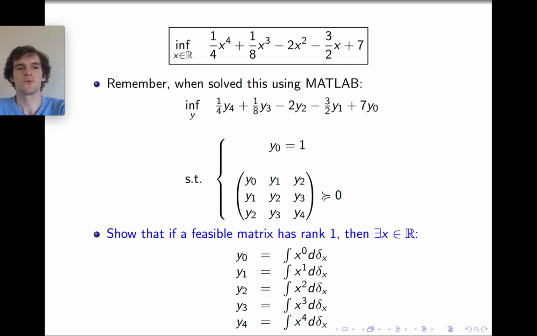Okay, so what I'd like to do, this is one of the problems in your problem set, is to give a sufficient condition on these pseudo moments. So say you optimize, use MATLAB or whatever, you find a set of optimal pseudo moments y, and we would like to show that if this moment matrix here has rank 1, then there exists some x such that these pseudo moments are actually the moments with respect to the Dirac measure at x.